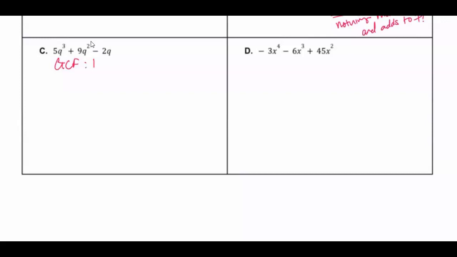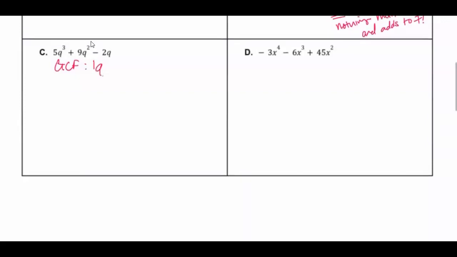And then they all have Q's. So I'll definitely have a Q. And then to see what's the largest Q I will take out of them, you could do what we did before, which is Q times Q times Q, Q times Q, and then just a Q. I can take 1 from here, 1 from here, 1 from here. I cannot take any more from here because it doesn't have any more to take. So it's just 1 Q, or just Q on its own with an implied 1.